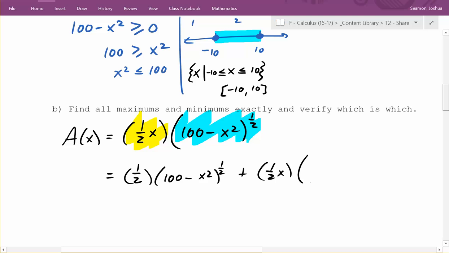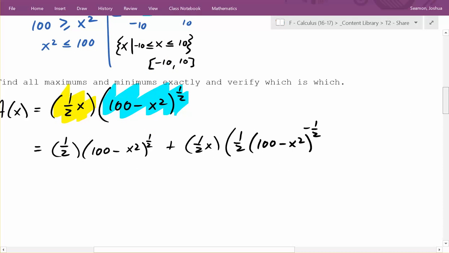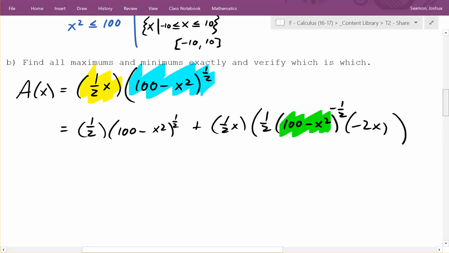What do you have to drop to the front if you're doing the derivative of the blue? 1/2 times, same thing stays in the middle, right? To the what power? Negative 1/2, but then you have to use the what rule? Chain rule. You're going to do the derivative of the inside of this, right? What's the derivative there? Negative 2x, like this.